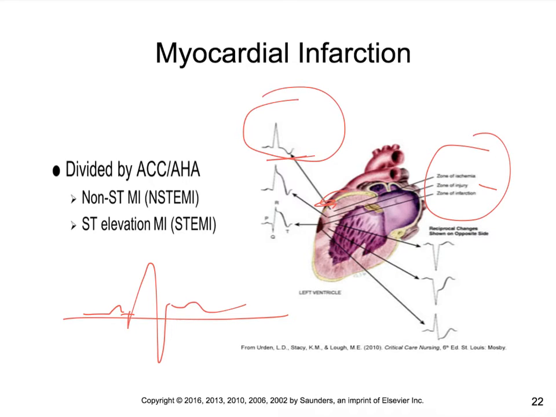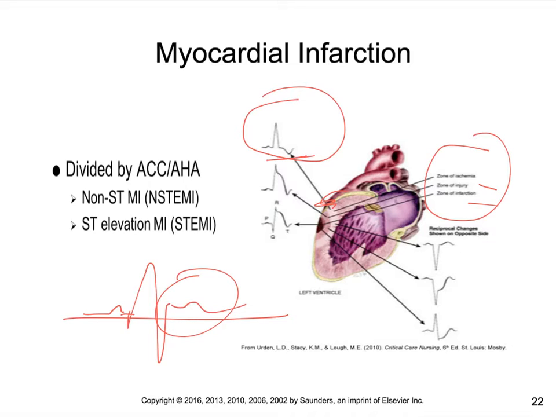The T wave, which is here on a normal EKG, will actually begin to look elevated. So that's a ST elevation here. Zone of infarction tells us that there is now an infarction occurring, and we know that infarction means injury. So it's the first signs of injury occurring in infarction.